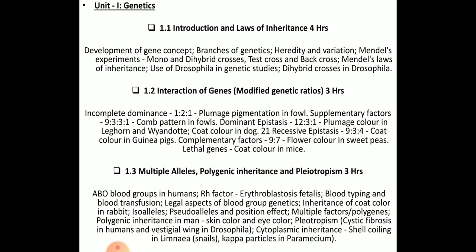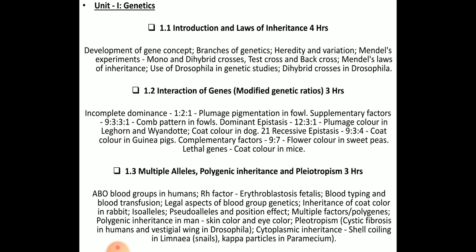Then inheritance of coat color in rabbits, isoalleles, pseudoalleles, and the position effect. So in alleles, in which place the gene is expressing, so gene expression can be studied in this unit. Along with that, we will be studying multiple factors or polygenes, polygenic interaction in man, that is skin color and eye color. Why do humans have different skin coloration? Some people are fair, some are dark, some are medium. Why humans have that coloration is mainly covered in polygenic interaction.